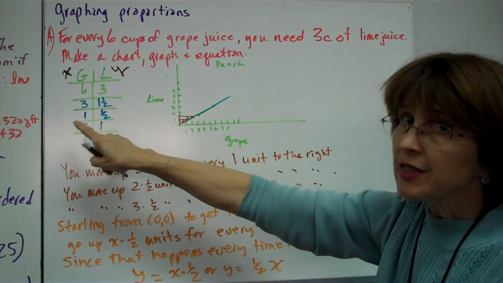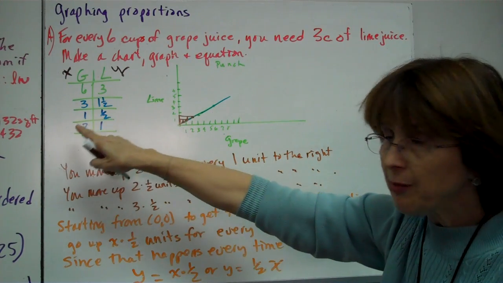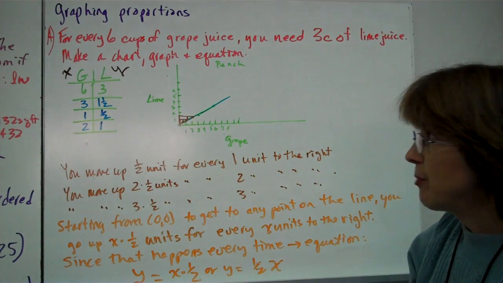So we want to know what the unit rate is. To get the unit rate, we've got to know what 1 is. If you keep breaking it down, you get 1, and then you get a half. 1 cup of grape juice means a half cup of lime juice. You're making some kind of punch.